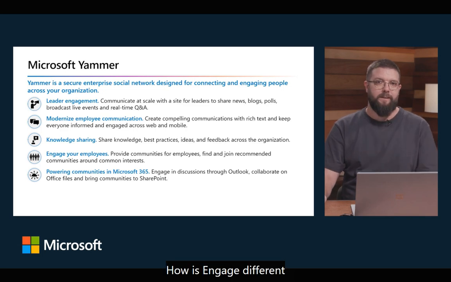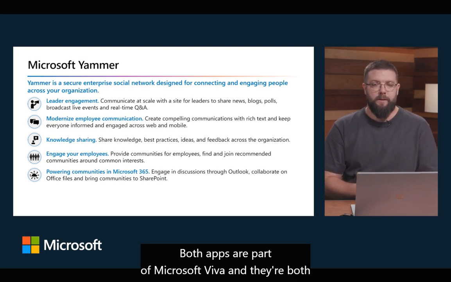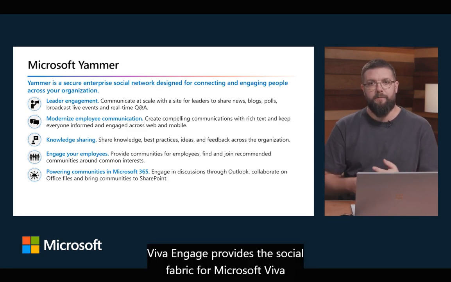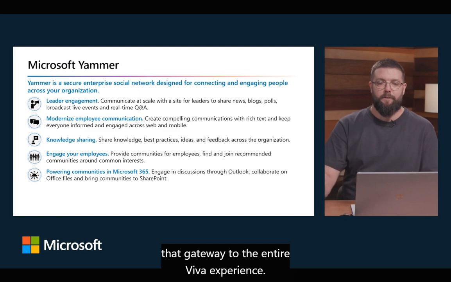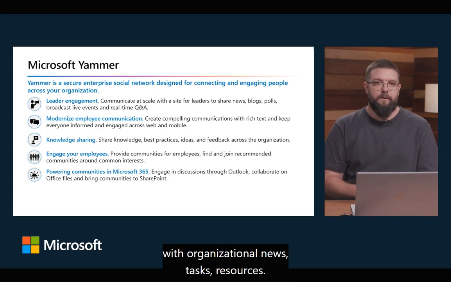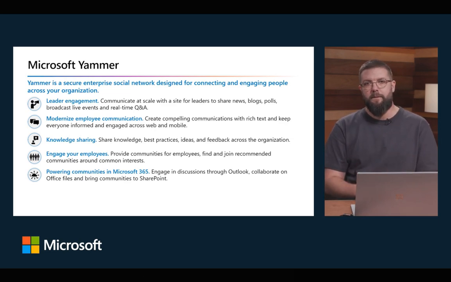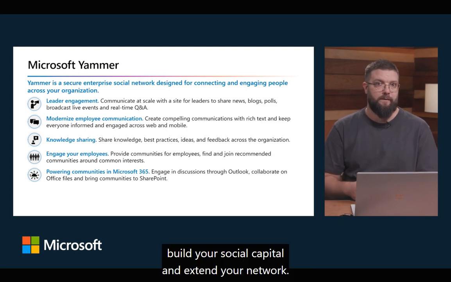So how is Engage different from Viva Connections, which we already looked at? Both apps are part of Microsoft Viva, and they're both part of that experience and are more powerful when used together. Viva Engage provides the social fabric for Microsoft Viva and Microsoft 365, while Viva Connections is that gateway to the entire Viva experience. Viva Connections is where people start their workday and quickly catch up with organizational news, tasks, resources, and Engage brings community and conversations into the workplace. It's the place where you go to ask questions and share knowledge, build your social capital, and extend your network.